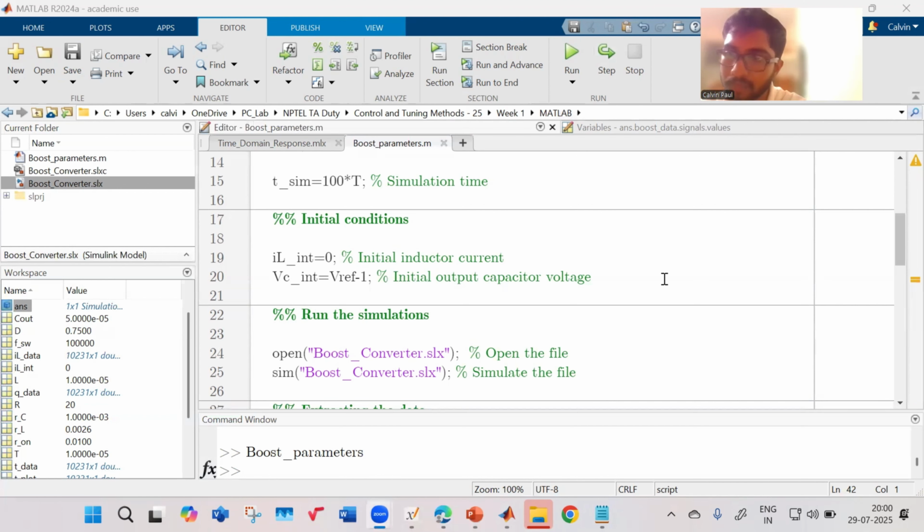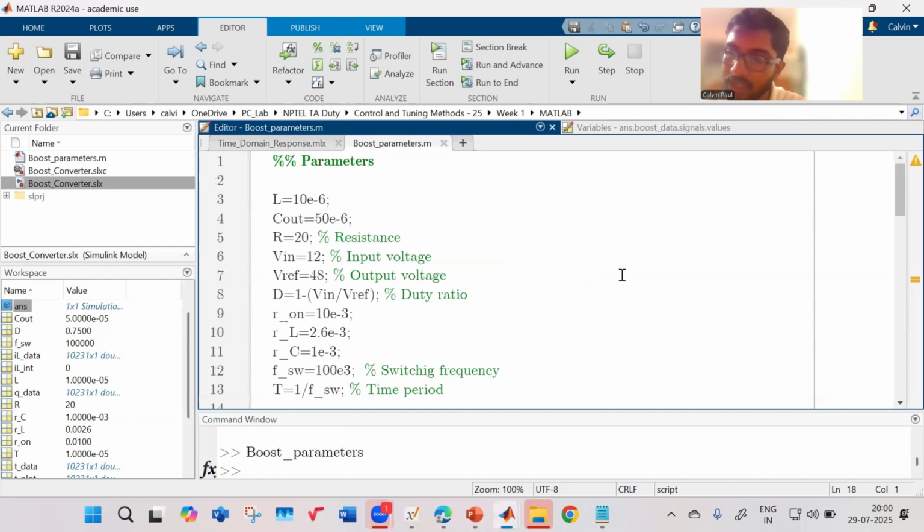MATLAB is a very crucial part because this is not like a theory subject where you have to do lots of derivations and sums and everything. This is more application specific. So you have to simulate it and then you'll be able to see it. You'll be able to visualize and understand.